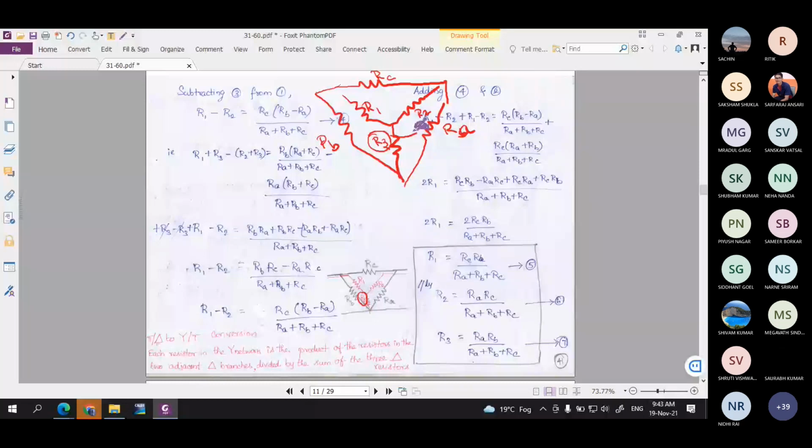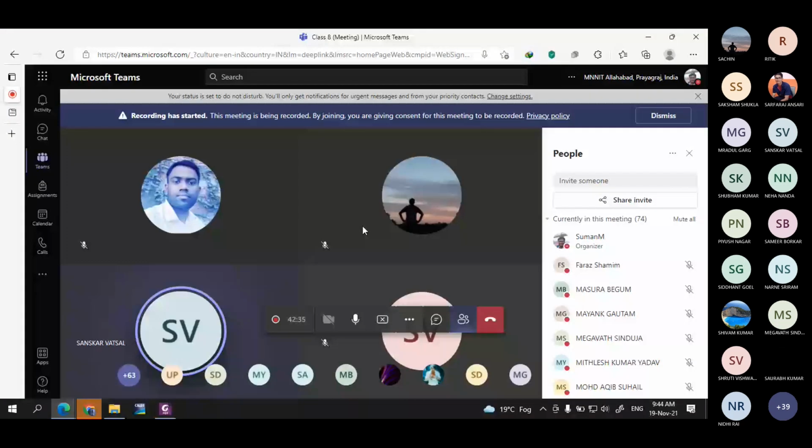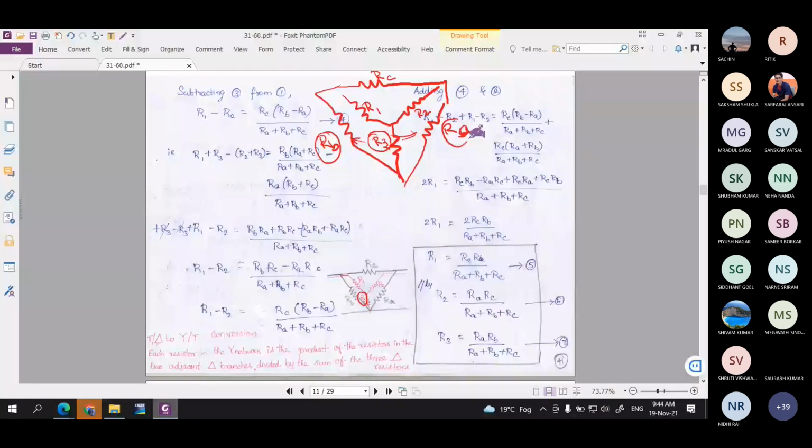So for the numerator, I have to multiply these two terms, RA into RC, that is for the numerator. Then for the denominator, we have to add all the three components. Is it fine? This is for the delta to star combination. We know the values of delta, so we are converting that to star.